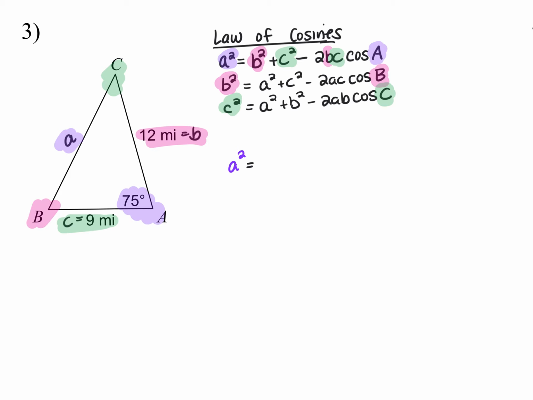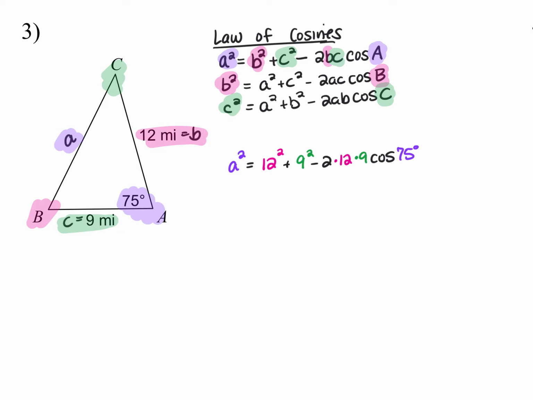But we do know little b and little c. So little b is 12. So I would say a squared equals 12 squared plus, and then c is 9, so that's 9 squared, and then minus 2 times b times c times the cosine of angle A, which we know is 75 degrees.